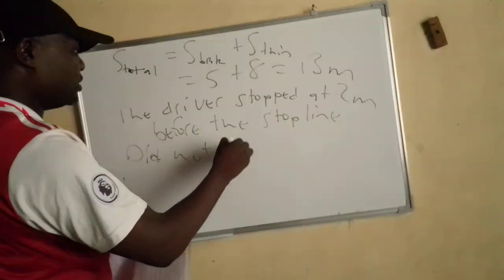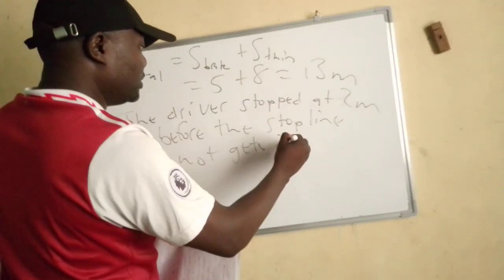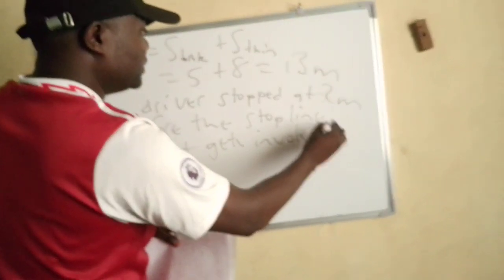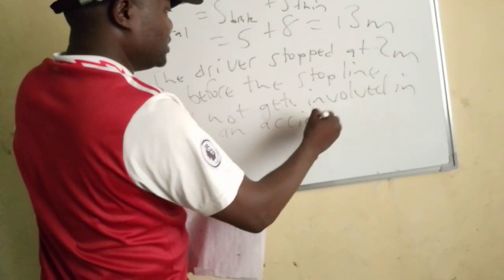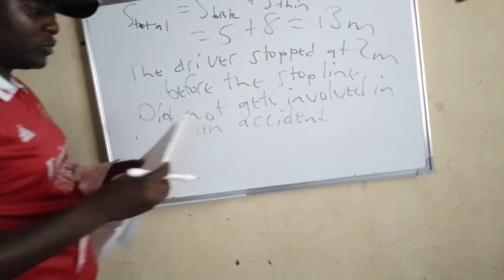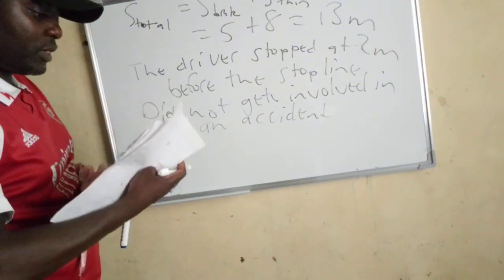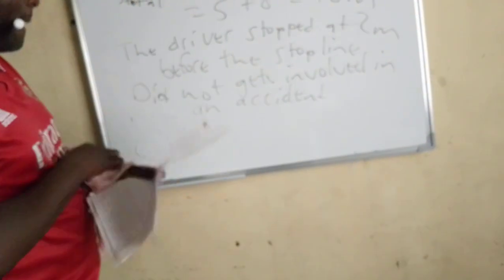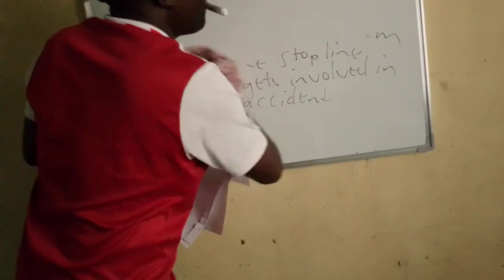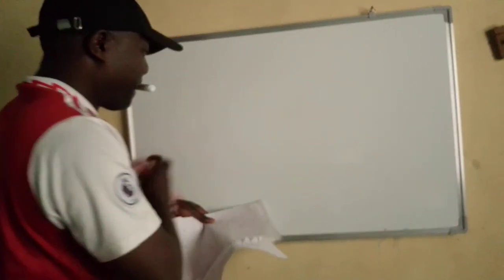Did not get involved in an accident. Right. Now moving on to solutions to question 4. Not involved in an accident. Did not get involved in an accident. So, solution to question 4.